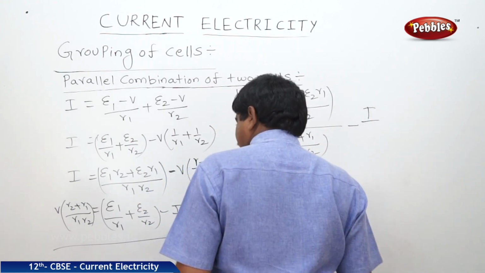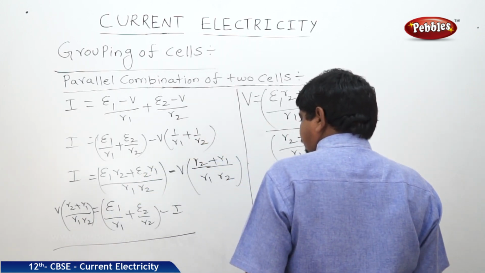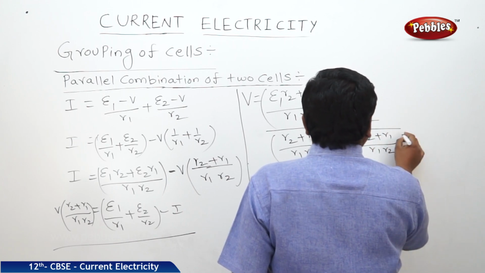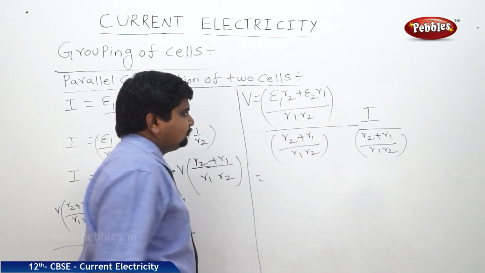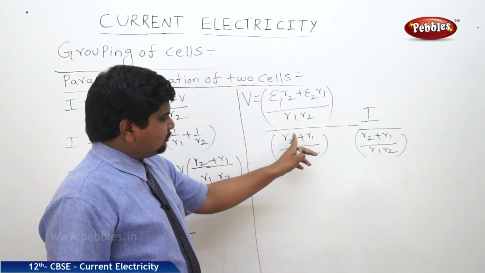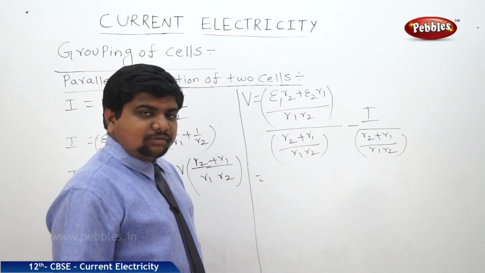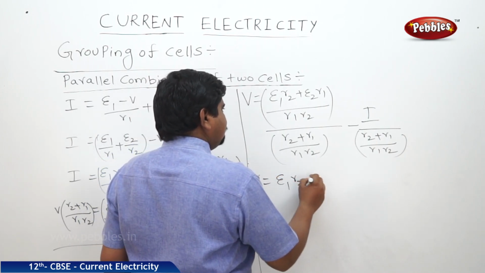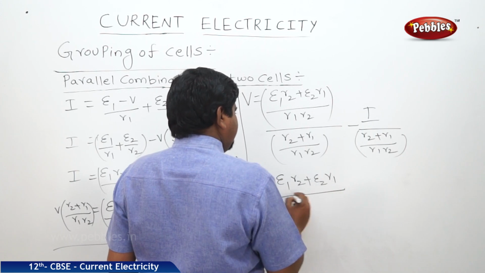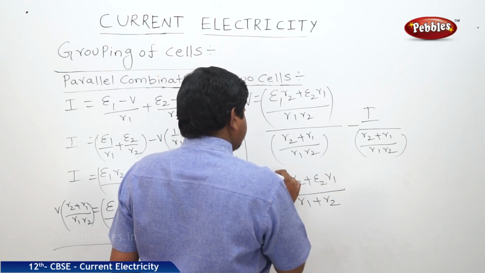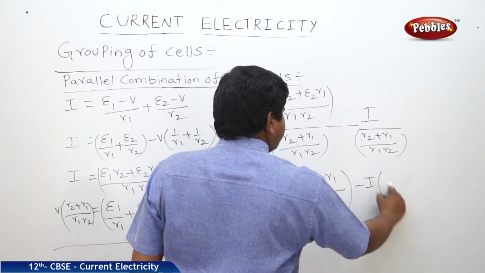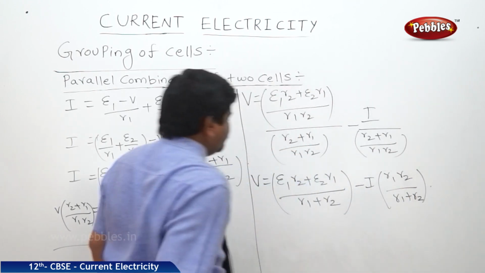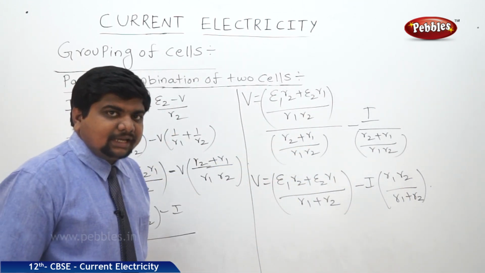Minus I into I whole divided by R2 plus R1 by R1 R2. This R2 plus R1 by R1 R2 goes up. Then R1 R2 and R1 R2 get cancelled out. So the expression for V is E1 R2 plus E2 R1 by R1 plus R2 minus I into R1 R2 by R1 plus R2. This is the expression for potential.